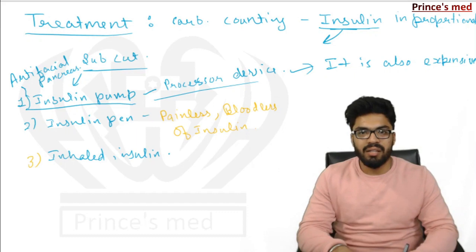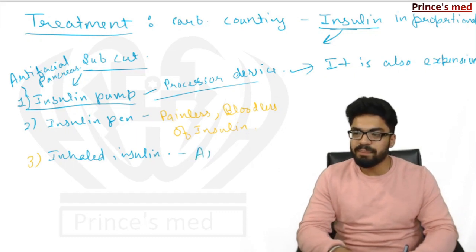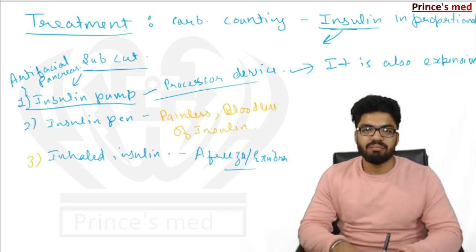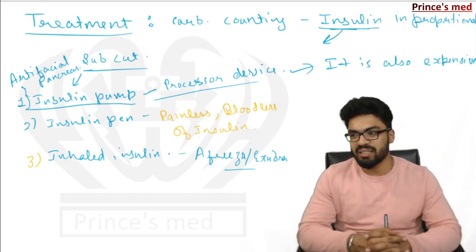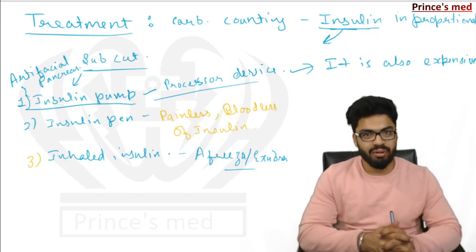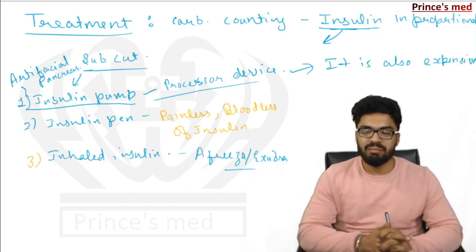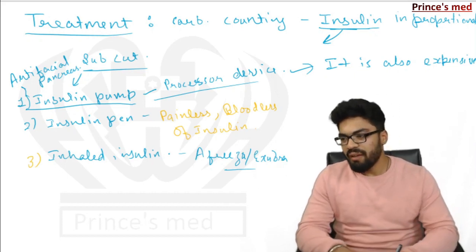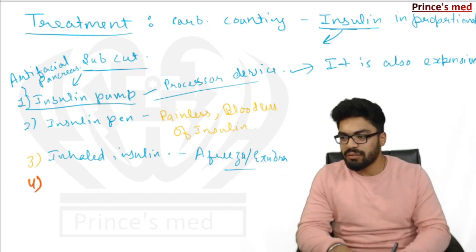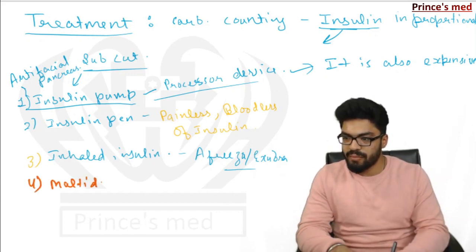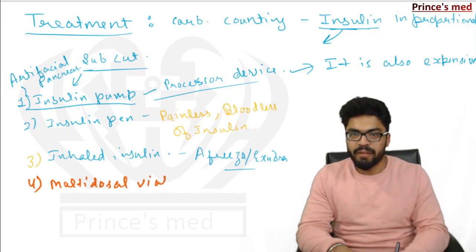And next is our inhaled insulin. And this includes Afrezza and Exubera. A person can't take these, and I also do not recommend using this method, because by this method accidents can also take place sometimes. Okay, then we have multi-dose vial with 1 ml syringe.